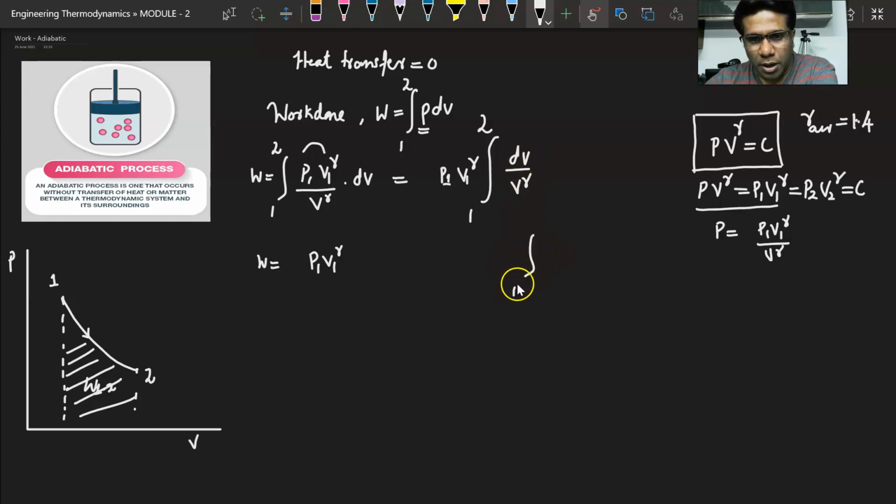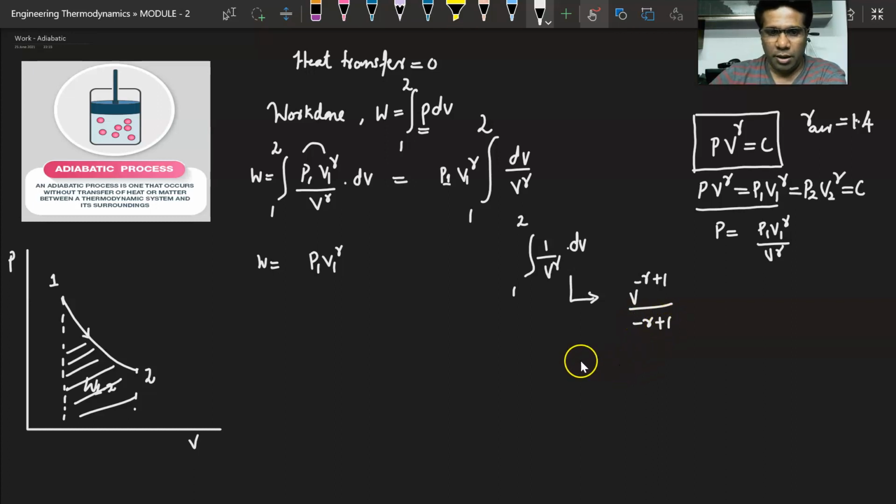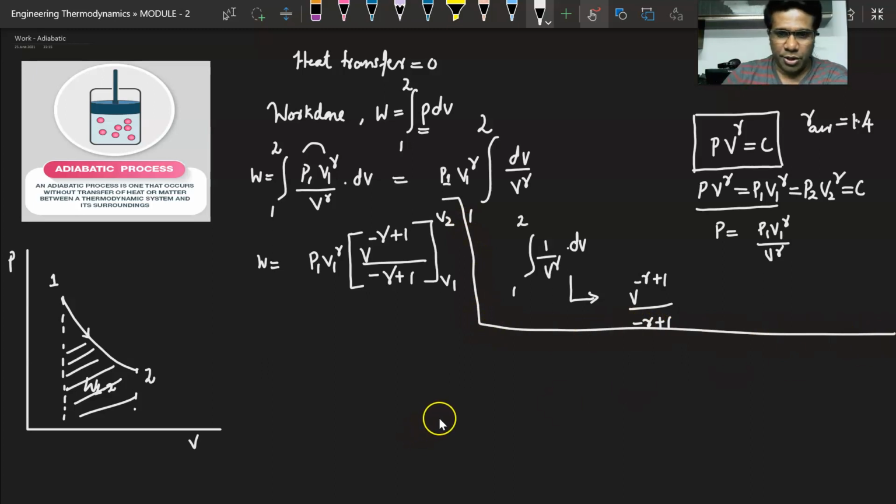What is integral 1 to 2 of 1 by V raised to gamma into dV? This term will be equal to V raised to minus gamma plus 1 by minus gamma plus 1. So I am applying it here. This is equal to V raised to minus gamma plus 1 divided by minus gamma plus 1 in the range of V1 to V2. I hope this is not interfering in our derivation.